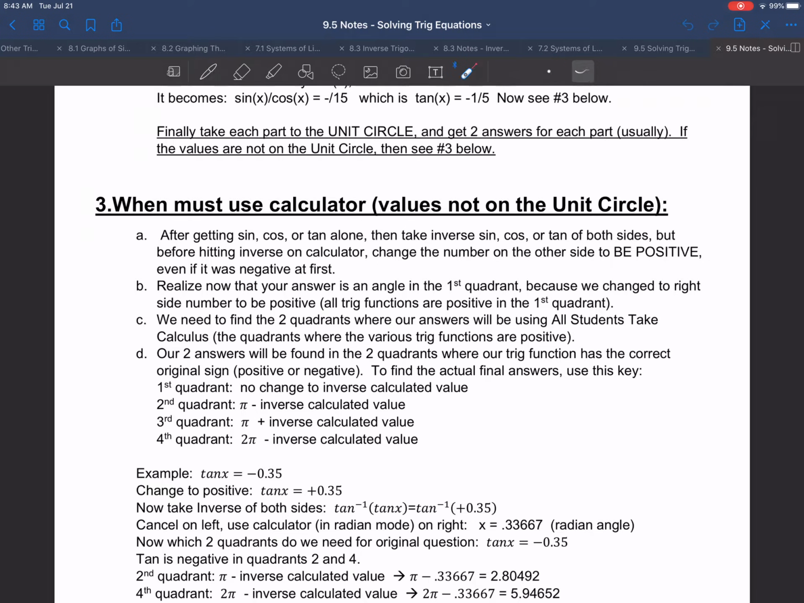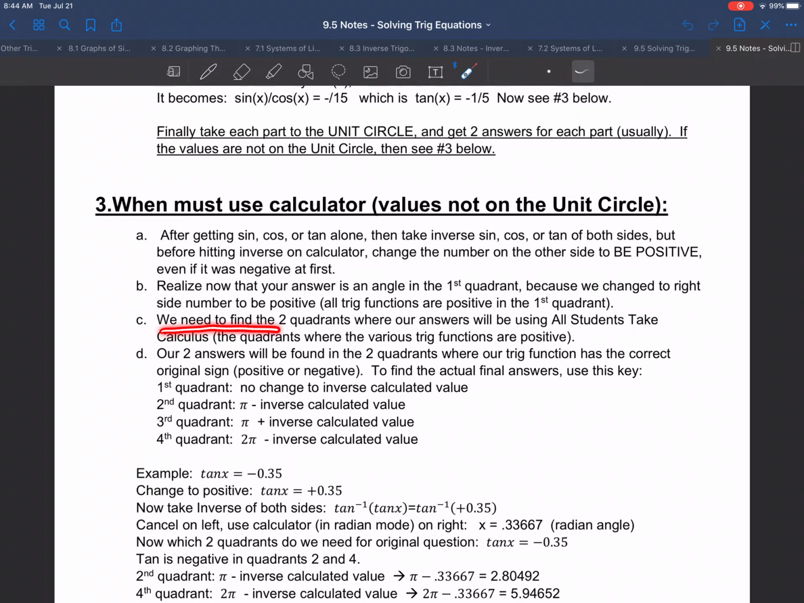So then it says, realize now that your answer is an angle in the first quadrant. Why? Because we changed the right side number to be positive. All trig functions are positive in the first quadrant. That's right. Everything's, remember, all students take calculus. Everything's positive in the first quadrant. So by changing it to positive, we made it a first quadrant answer. Now that's not really where it belongs. We're going to use that to move it to the two quadrants where it really belongs.